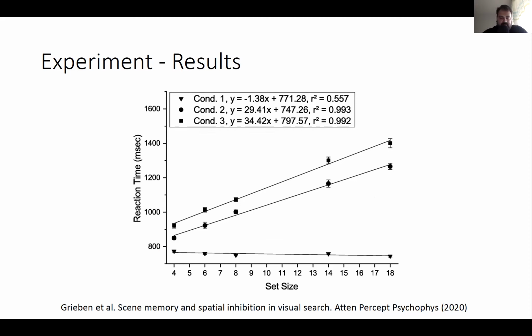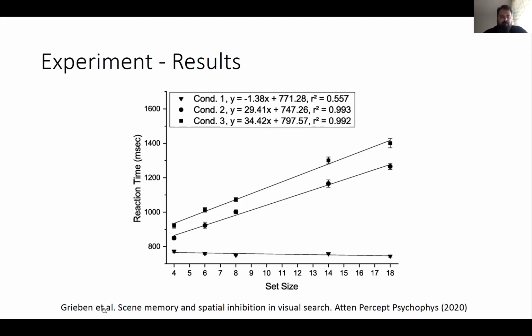What we can see here is that the slope for the single feature condition 1 was near 0, as expected. It was a very efficient search. Condition 3, the conjunctive case, was, as expected, inefficient. But for condition 2, as you can see here, the difference in slope is around 5, and this was the first experimental evidence for a real difference in the efficiency.